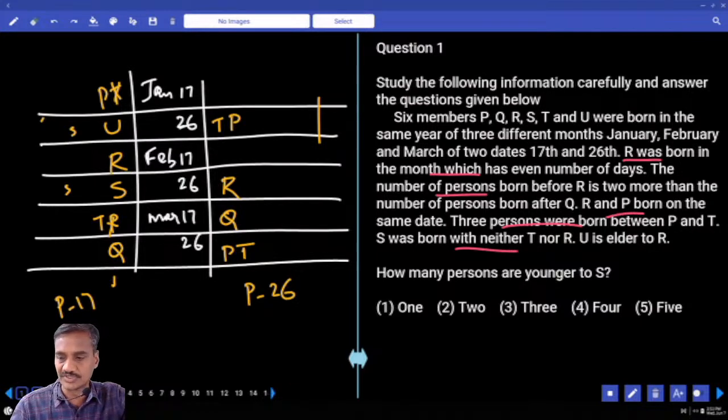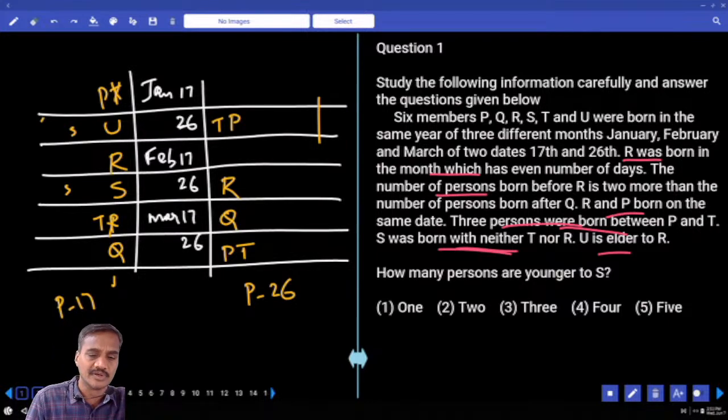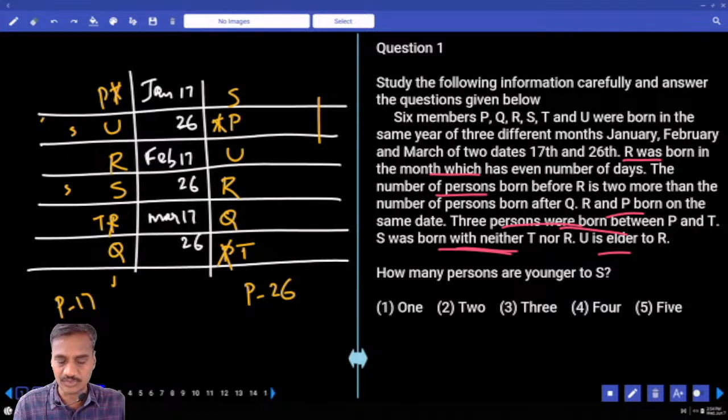Then, in this case, U is elder to R, 3 persons were born between P and T, and S was born with neither T nor U. Now in the second case, tell me what is the possibility we have. If you take P at this place, then S is here, and P is here, U, R, Q and T. Clear now? Now there are 2 different possibilities.